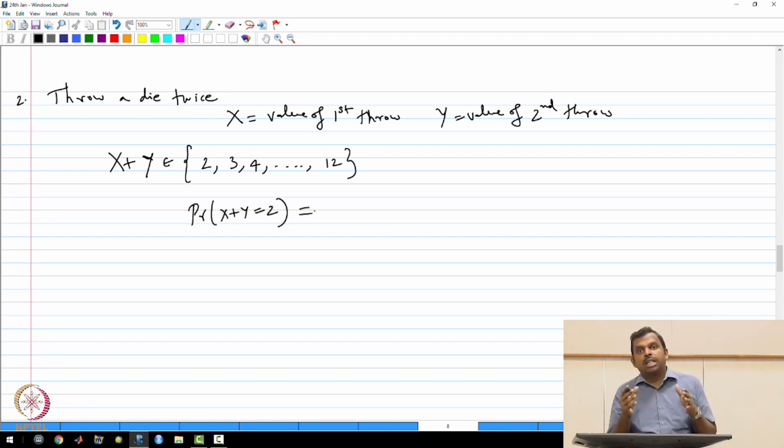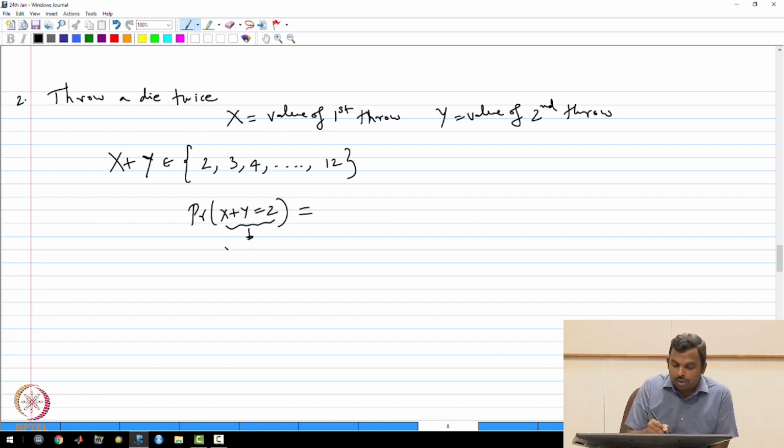The important thing is you have to break it down into the possibilities for X and Y individually. X plus Y is 2 means X has to be 1, Y has to be 1. That's the only possibility, right? So this event corresponds to X equals 1, Y equals 1. So this is the same as the probability that X equals 1, comma, Y equals 1. And from the PMF, I know that's just 1 by 36.